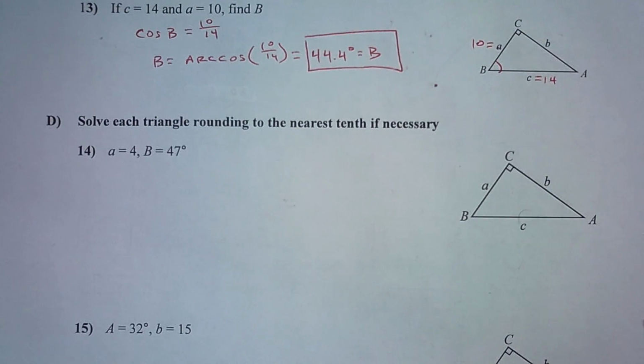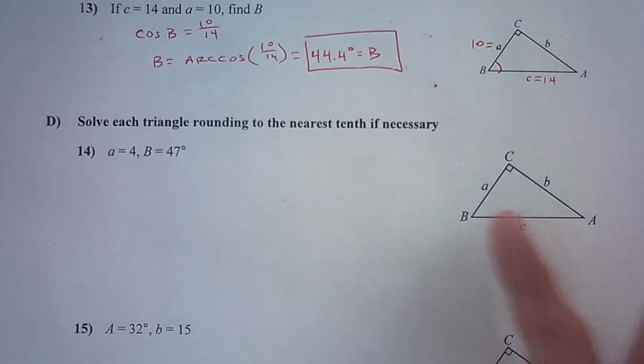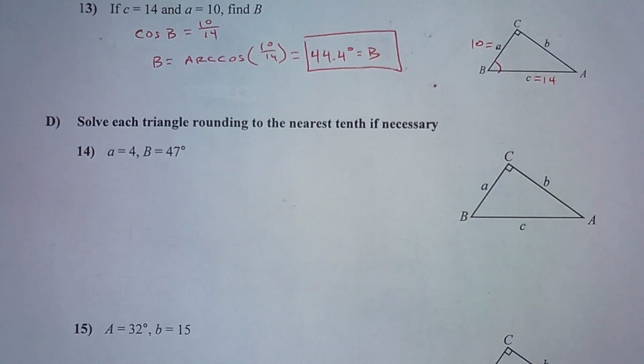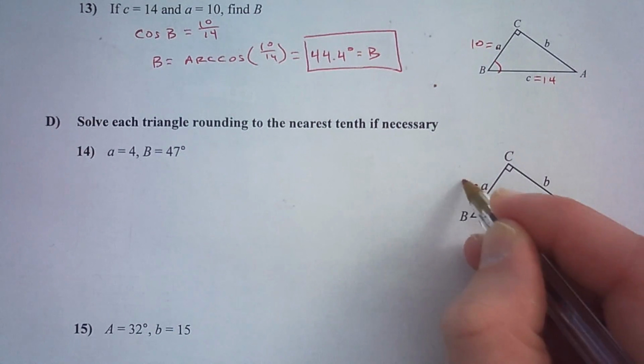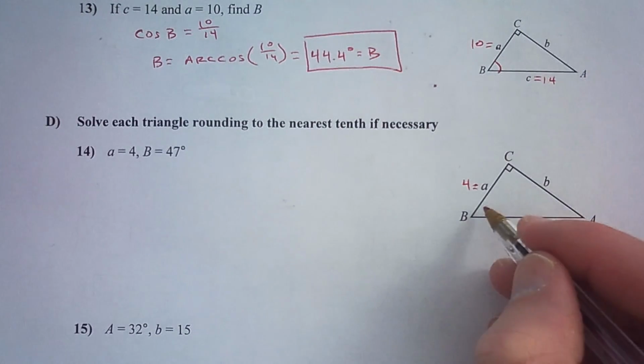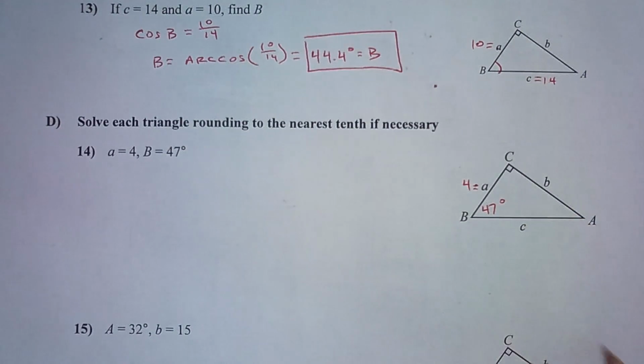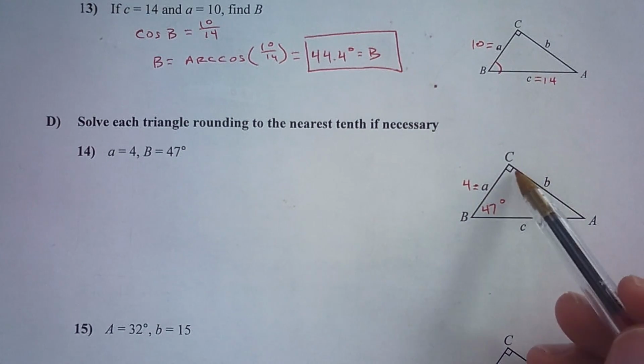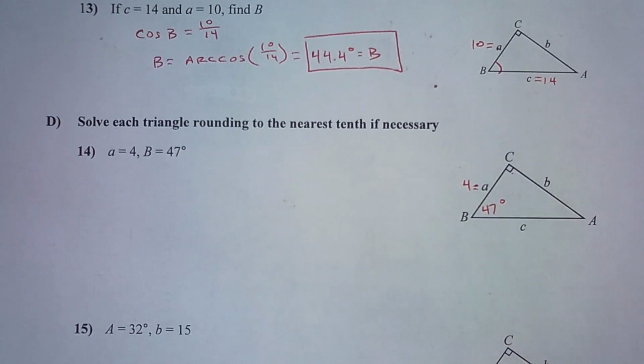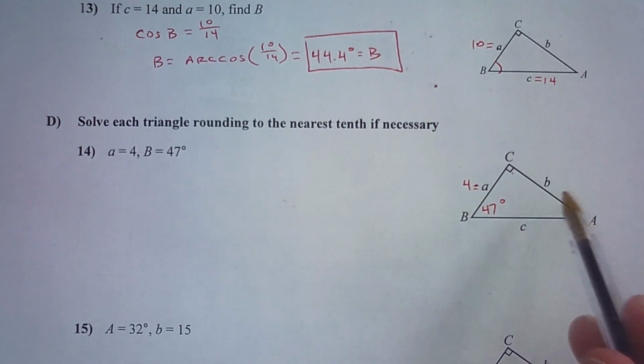Solve each triangle, rounding to the nearest tenth if necessary. Okay, so we have a is 4, and angle B is 47 degrees. Solve each triangle means we need to come away with 3 angle measures and 3 side lengths. So we have 2 angle measures, 90 and 47, and 1 side length of 4. Okay, so let's deal with the side length.